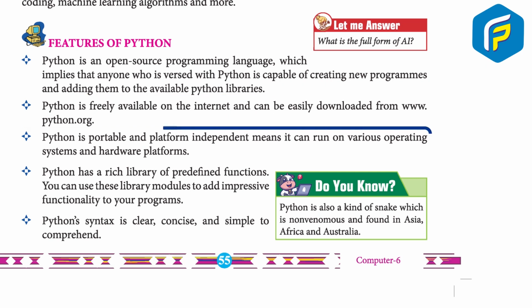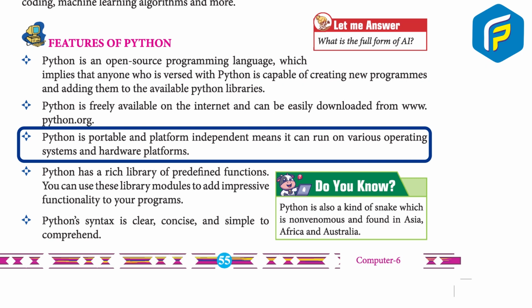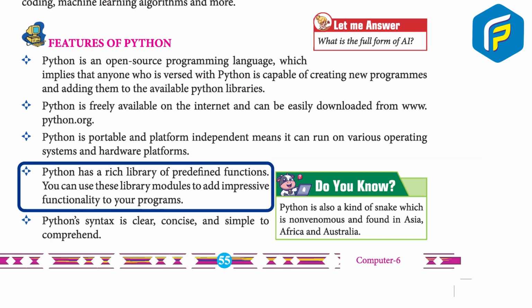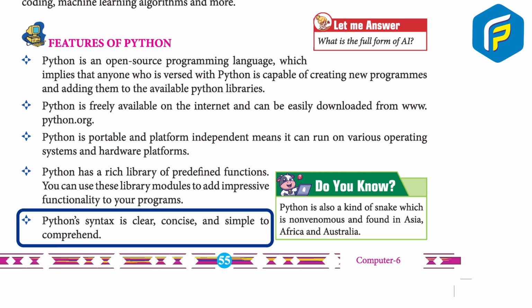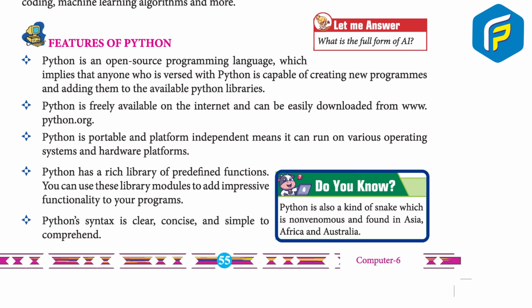www.python.org. Python is portable and platform independent, meaning it can run on various operating systems and hardware platforms. Python has a rich library of predefined functions. You can use these library modules to add impressive functionality to your programs. Python syntax is clear, concise and simple to comprehend. Do you know Python is also a kind of snake, which is non-venomous and found in Asia, Africa and Australia.